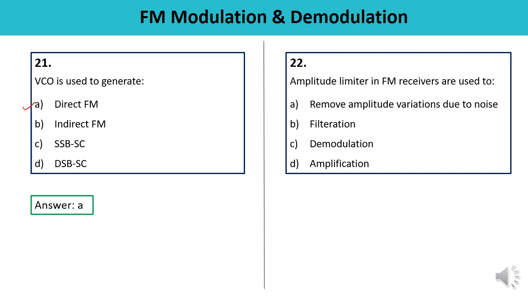Question number 22. Amplitude limiter in the FM receivers are used to. How are these amplitude limiters used? See, amplitude limiters in the FM receivers are used to remove amplitude variations, right? And the limiter does this just by clipping the received modulated wave. In FM signals, the frequency of carrier is varied. So if there is any variation in the amplitude of the received wave, that is because of the noise or interference in the communication channel. It means amplitude limiters remove amplitude variations due to the noise. Correct answer is A.